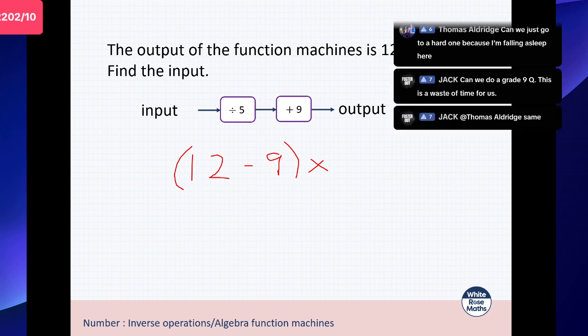Okay, can we do grade 9 questions? This is a waste of time. Okay, let me just finish this first, lads, and then we'll do some grade 9, okay? I apologize.